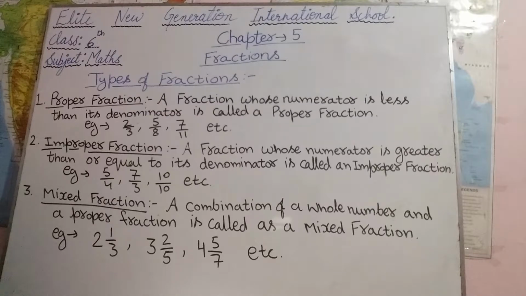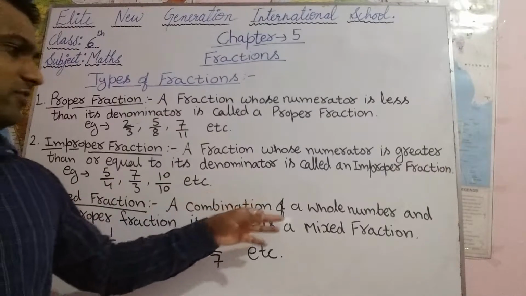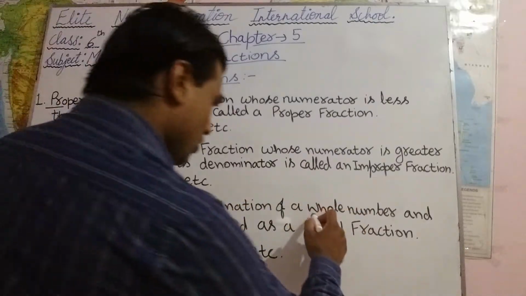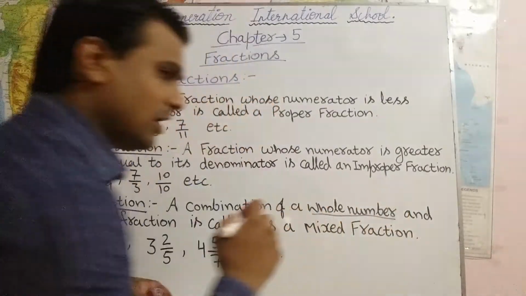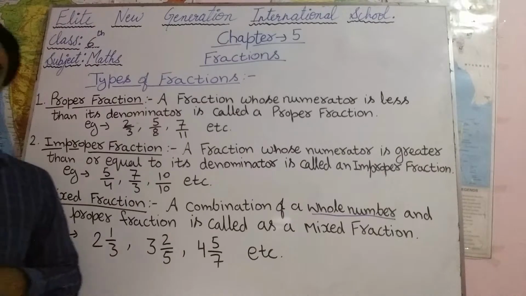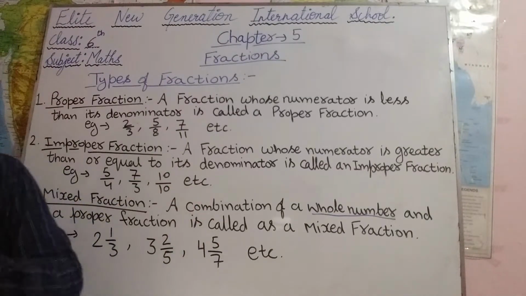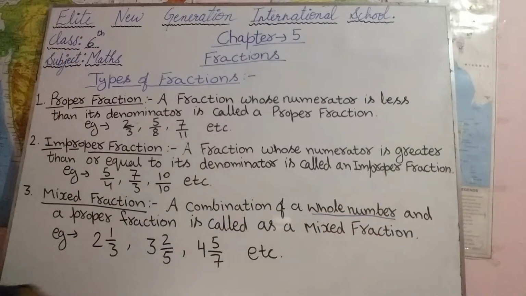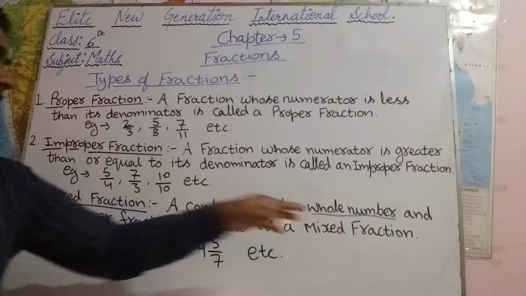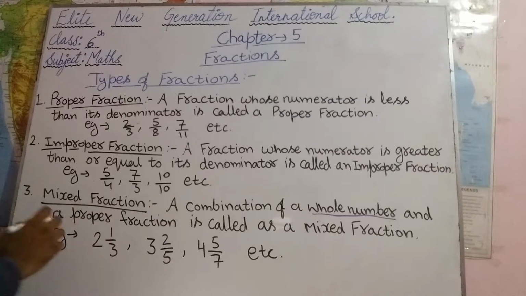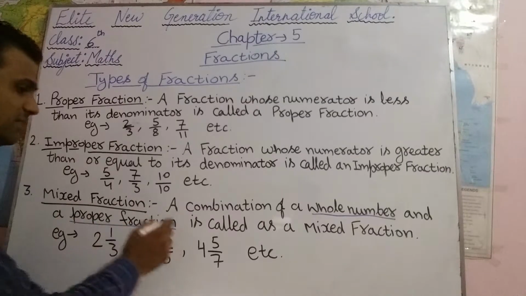Now after this, see, mixed fraction. So what is a mixed fraction? A combination of a whole number. See, a combination of a whole number. You know what whole numbers are? The numbers starting from 0 onwards. So that means 0, 1, 2, 3, 4, 5, they are all whole numbers. So a combination of a whole number and a proper fraction is called a mixed fraction.